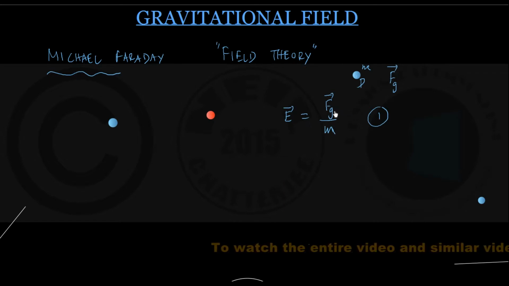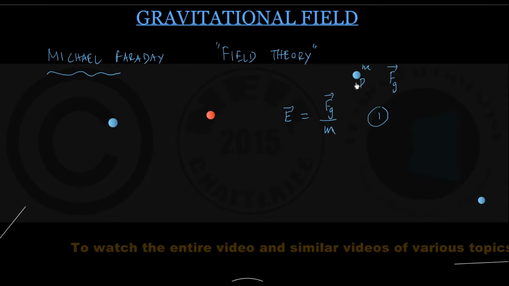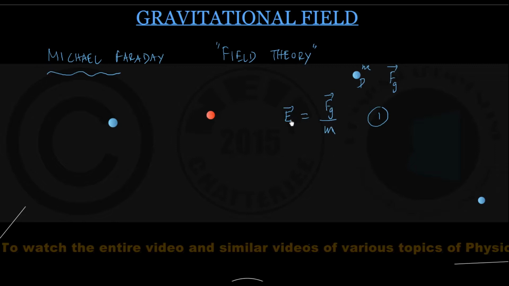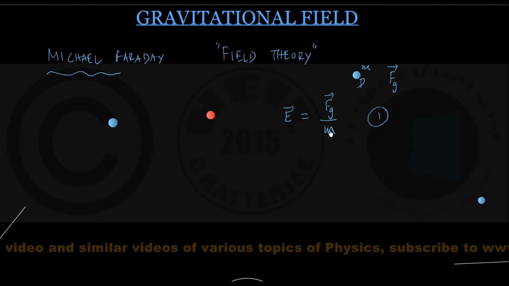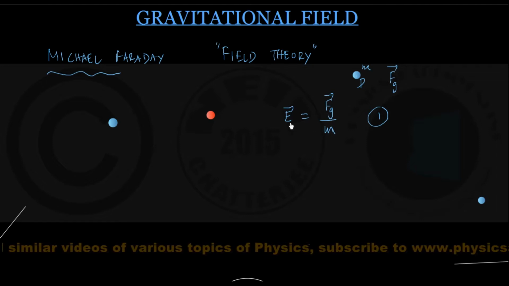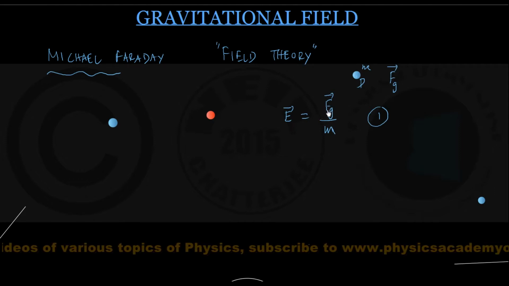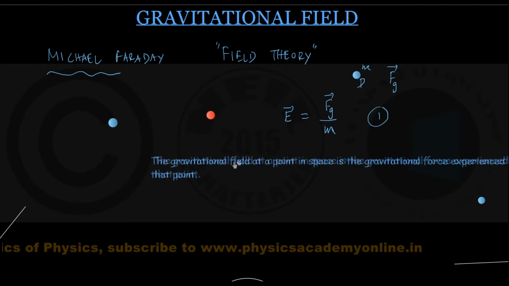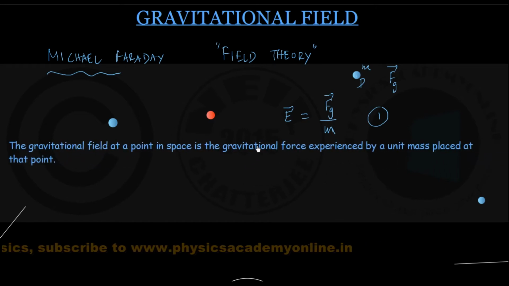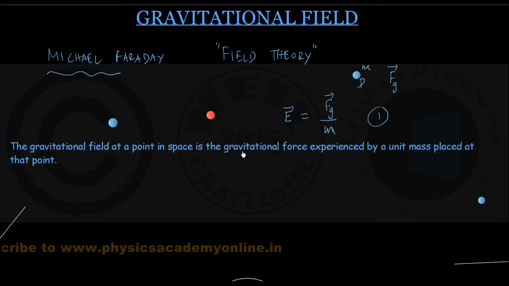Once again, this is the gravitational force acting on a particle at a given point divided by the mass of the particle that gives field at that point. Now, since Fg is a vector quantity of force and mass is a scalar quantity, gravitational field is also a vector having the same direction as the gravitational force. Let me also put equation number 1 in words. We could say that the gravitational field at a point in space is the gravitational force experienced by a unit mass placed at that point. Force by mass is, of course, force experienced by unit mass placed at a given point.